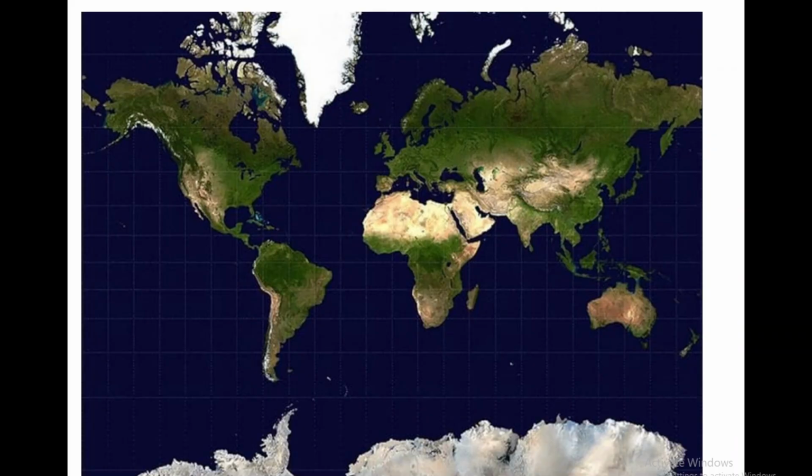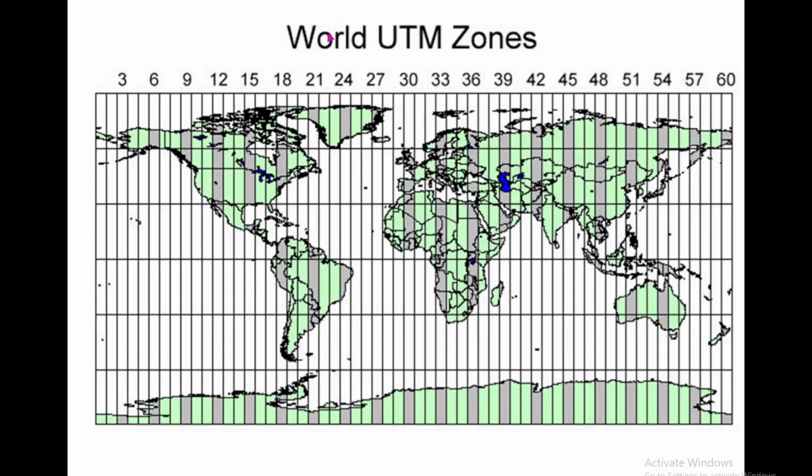So this is how the map looks. Antarctica is definitely not this big, or Greenland is not really this big. Now, coming to the universal transverse Mercator projection system, which forms the core of this discussion.